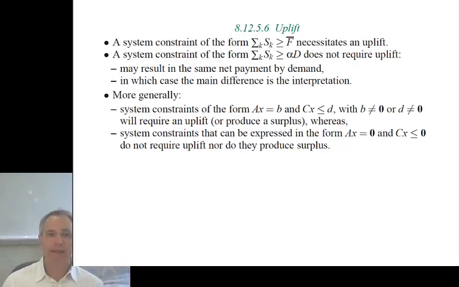But more generally, when we have system constraints of the form AX equals B, CX less than or equal to D, and B is not equal to 0 or D is not equal to 0, then those constraints will result in needing to charge an uplift, or conversely produce a surplus, whereas a system constraint that can be expressed in the form AX equals 0 or CX less than or equal to 0 doesn't require an uplift and doesn't produce a surplus.